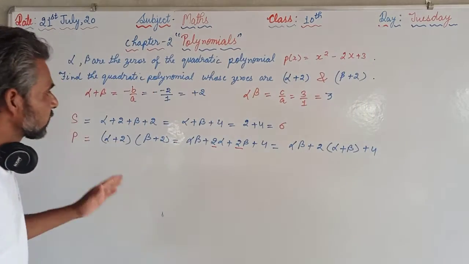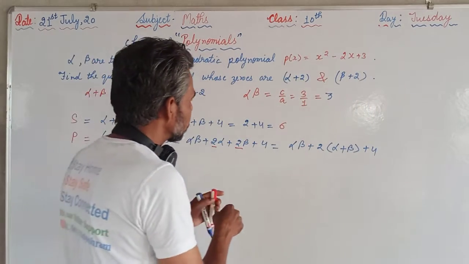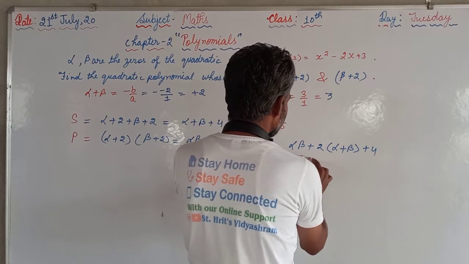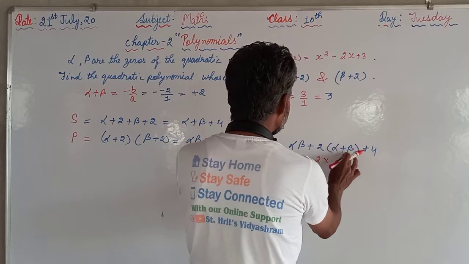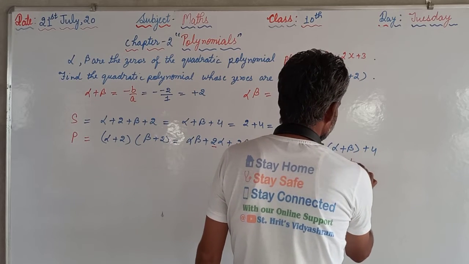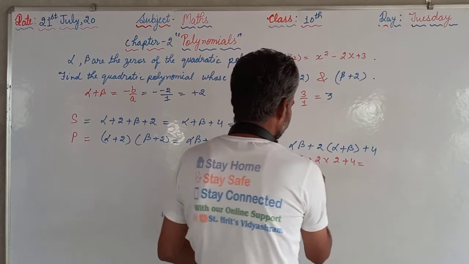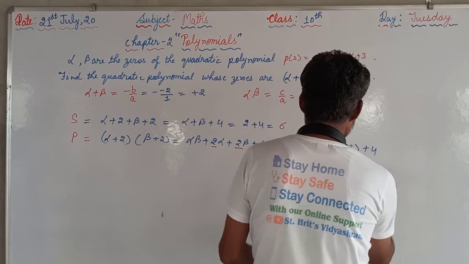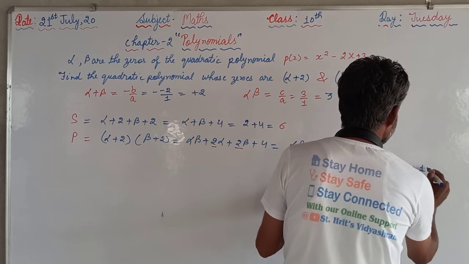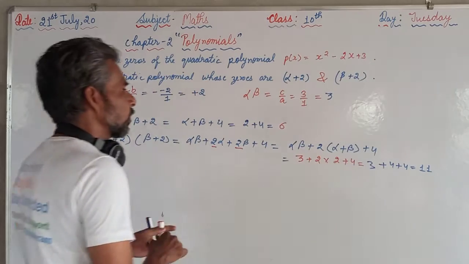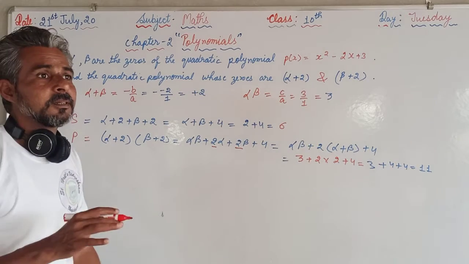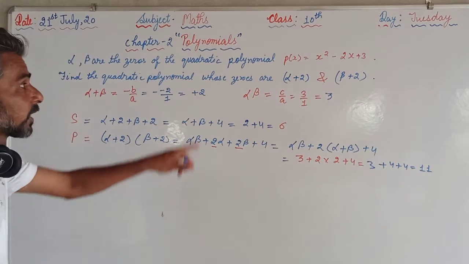So now we can substitute the values. How to substitute the values? Alpha beta, we know the value of alpha beta is 3, plus 2 into alpha plus beta, alpha plus beta is 2, plus 4. That means 3 plus 4 plus 4, that means 11.